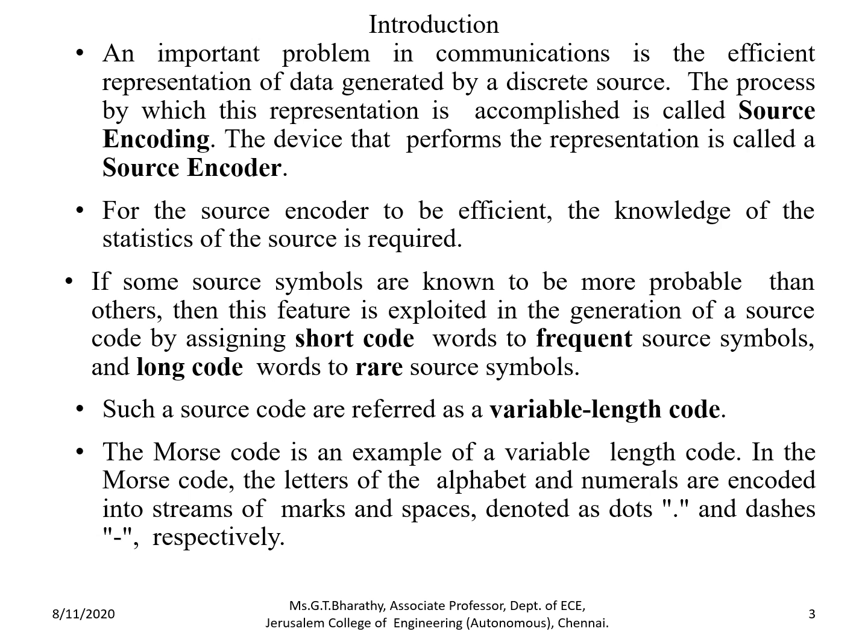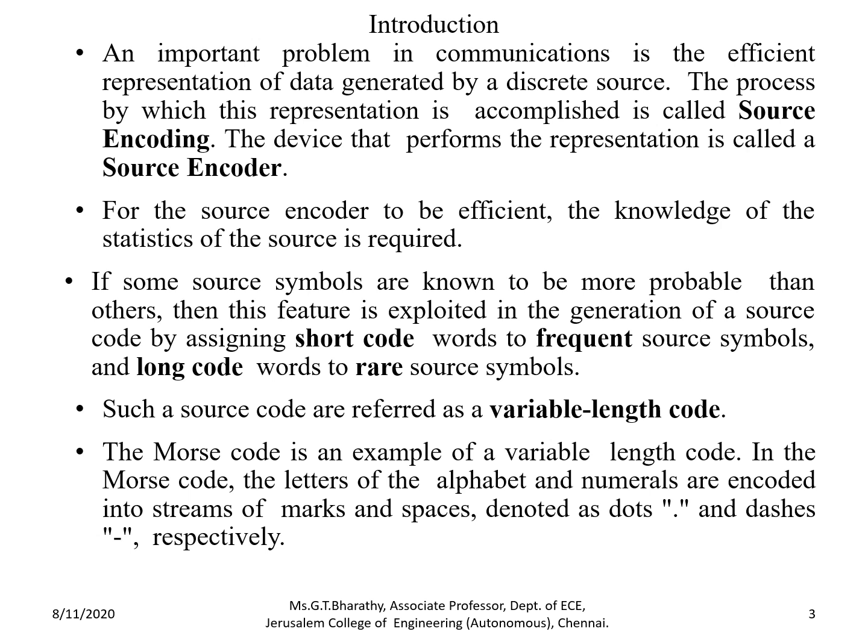Introduction. An important problem in communications is the efficient representation of data generated by a discrete source. The process by which this representation is accomplished is called source encoding. The device that performs the representation is called a source encoder. For the source encoder to be efficient, the knowledge of the statistics of the source is required.